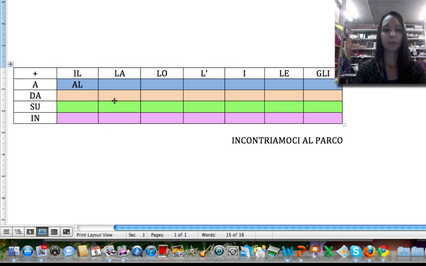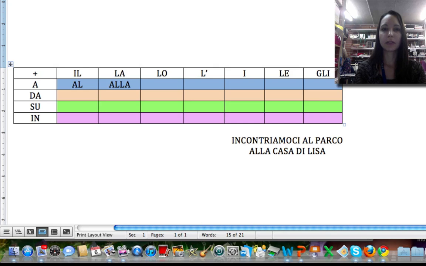What if we want to meet at Lisa's house? So incontriamoci, we need our preposition a, and casa takes la: la casa di Lisa. Again, we are not allowed to have this in a sentence. We must combine them to create one new word, and that new word is alla. So alla casa di Lisa.